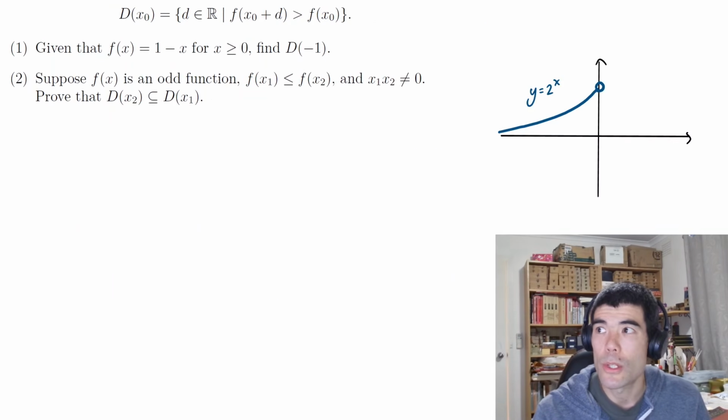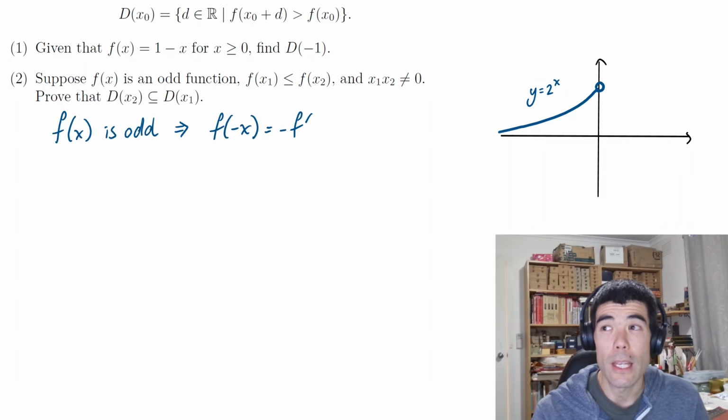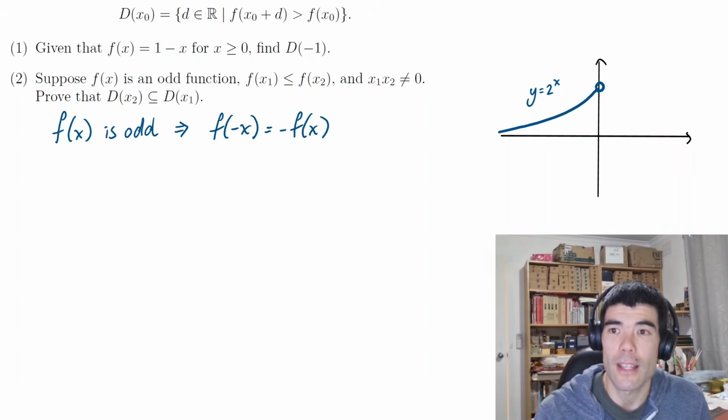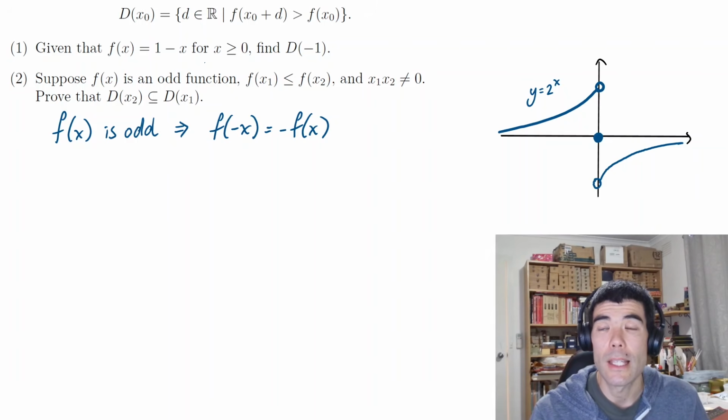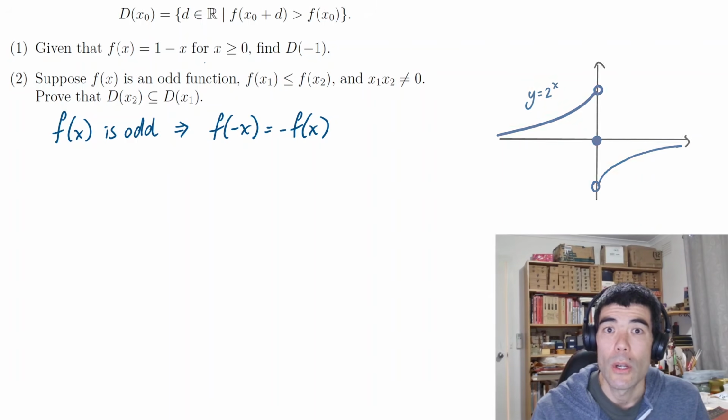For part 2, we're assuming that f of x is an odd function. So an odd function is one for which f of negative x is equal to negative f of x. Graphically, that means that if we reflect in the y-axis, we get the same thing as if we reflect in the x-axis. So then we can know exactly what the graph looks like, and it must look like this here.